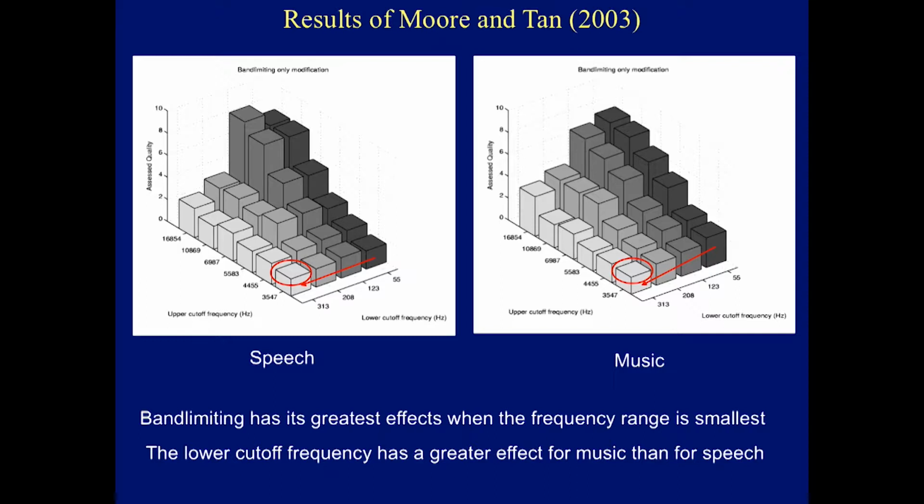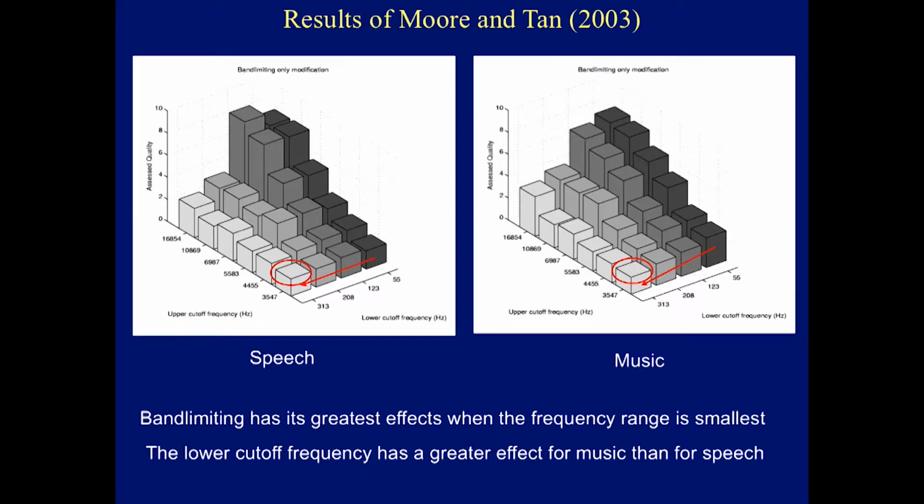And up here, you can see a bigger effect of limiting the low frequencies. Incidentally, this box right here is what you typically get with a hearing aid. Hearing aids typically amplify from about 200 hertz up to about 5,000 hertz, and so that also gives pretty low sound quality.